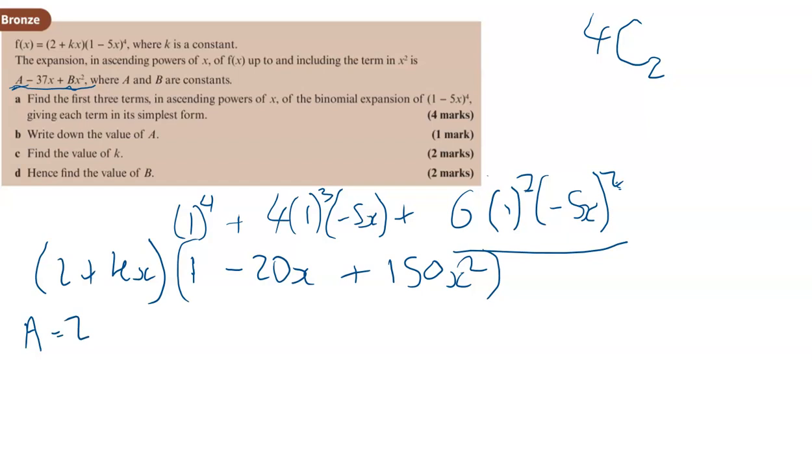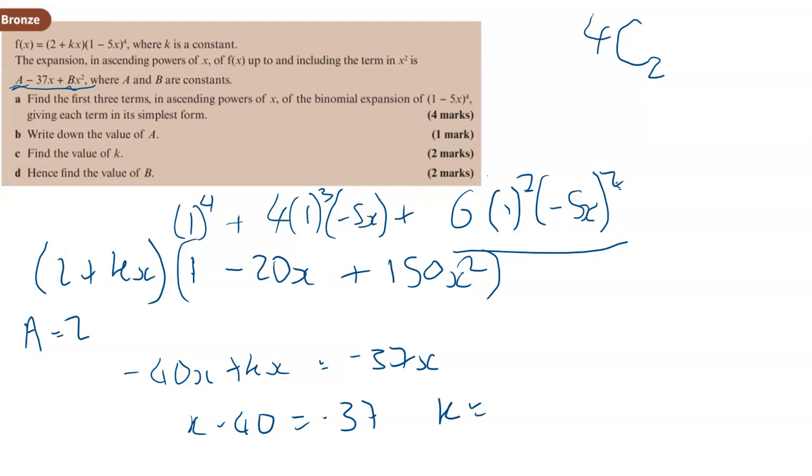Find the value of k. Well, we know the coefficient for x, it's minus 37. And there are 2 ways to get linear terms out of this, which is the 2 times the linear, which will give us minus 40x, and the linear times the number, which gives us plus kx, and we know that this equals minus 37x. So we can just get rid of all the x's and say that k minus 40 equals minus 37, which means k equals 3.